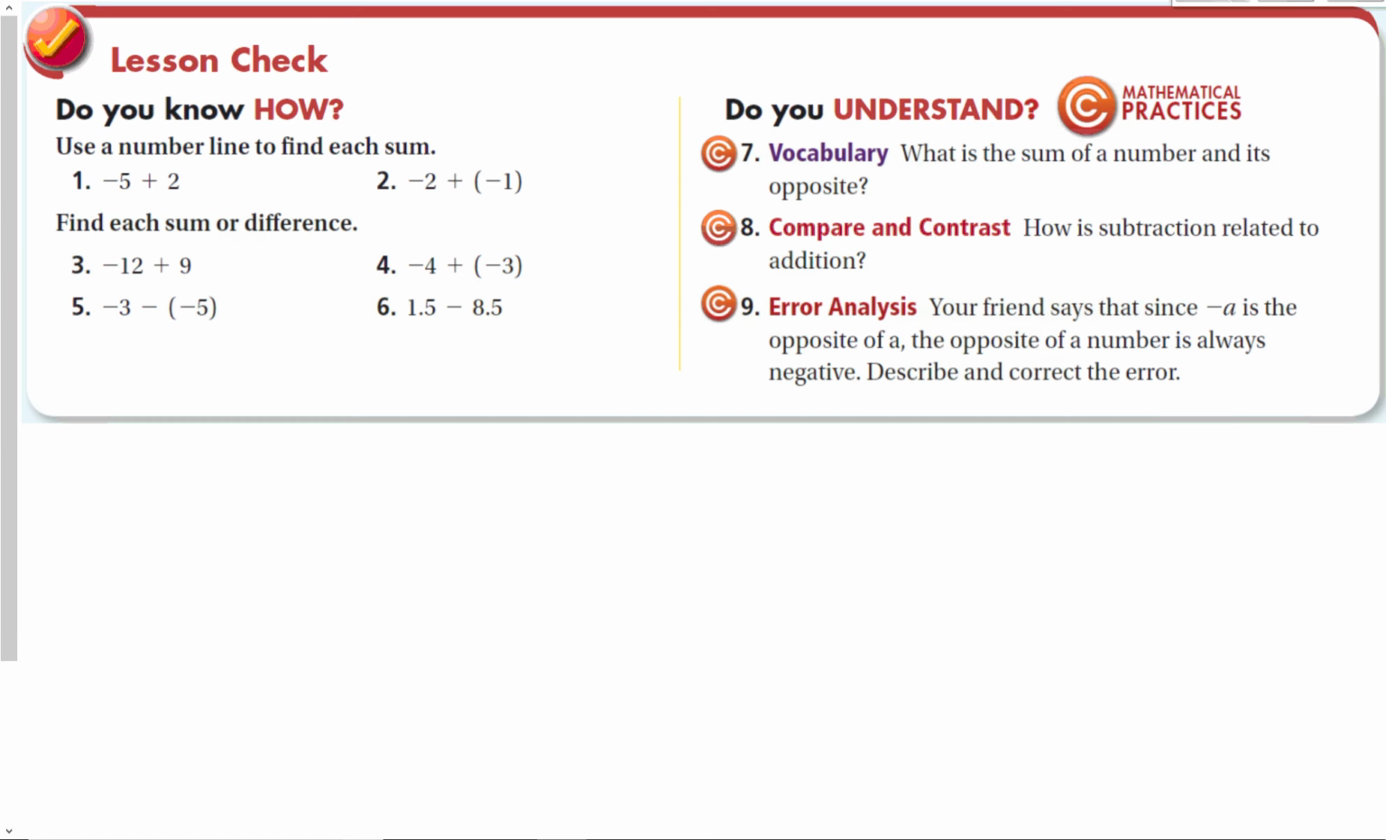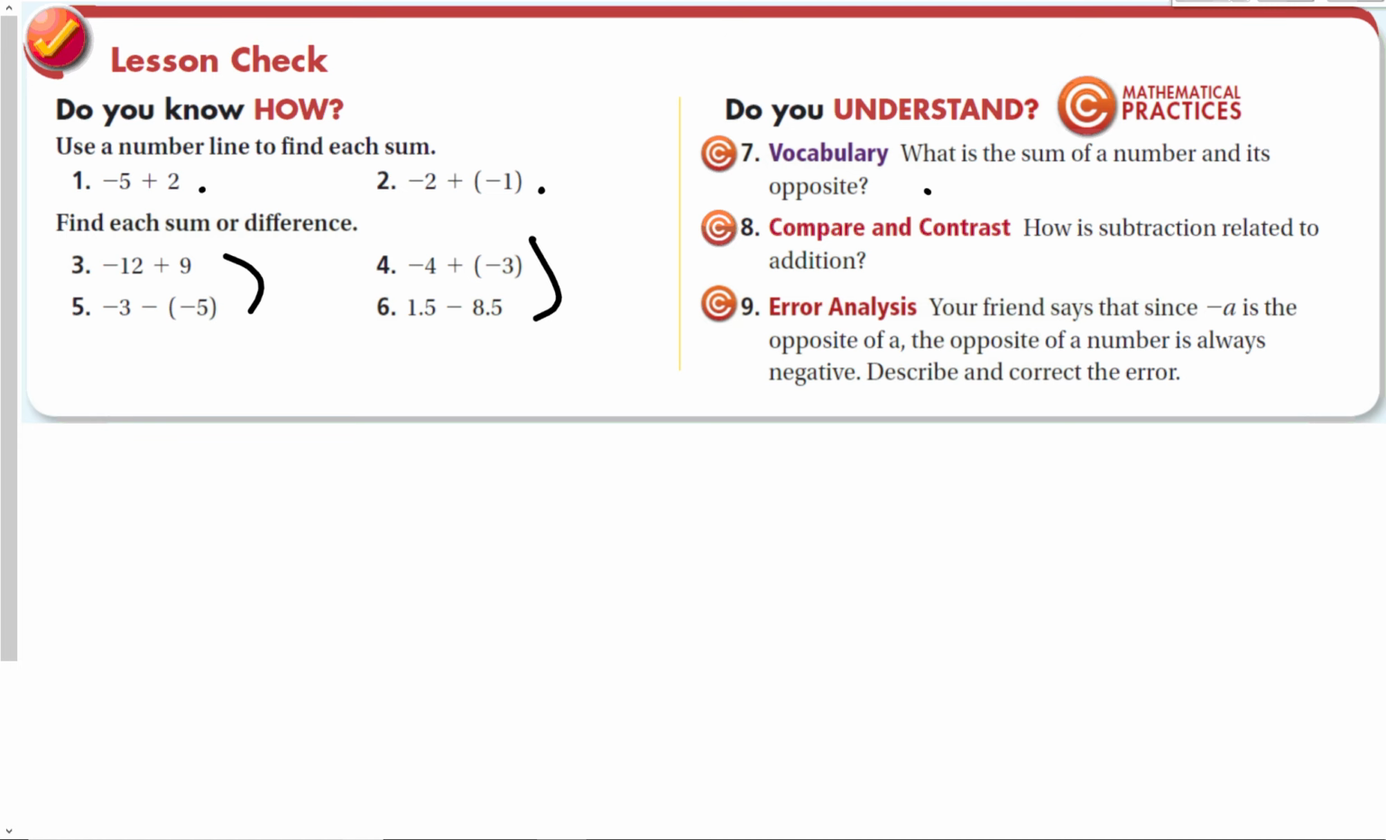Okay. So let's check, make sure that we know how to use a number line to add numbers, to find the sum or difference, okay, when the signs are the same or when they're different. Vocabulary, what's the sum of a number and its opposite? Those are additive inverses. How is subtraction related to addition? Subtraction and addition are the same operation. Okay? The only thing that's different is subtracting is when you add a negative number. Okay? Which is why all of our properties can work if we keep a conservation of signs.